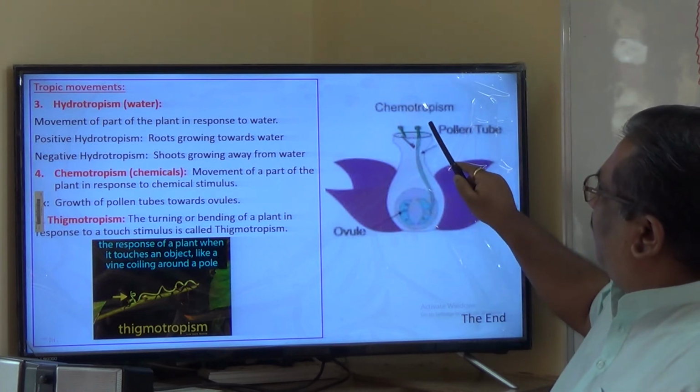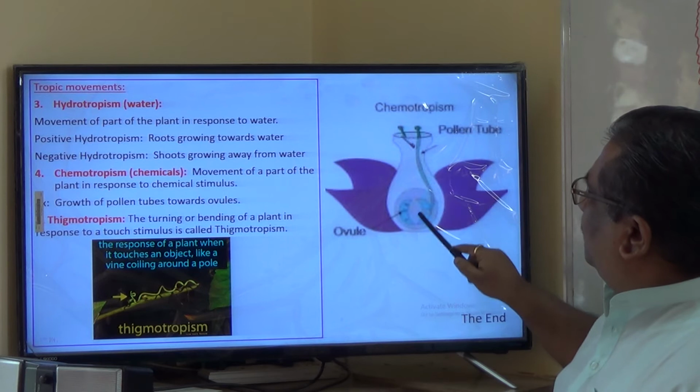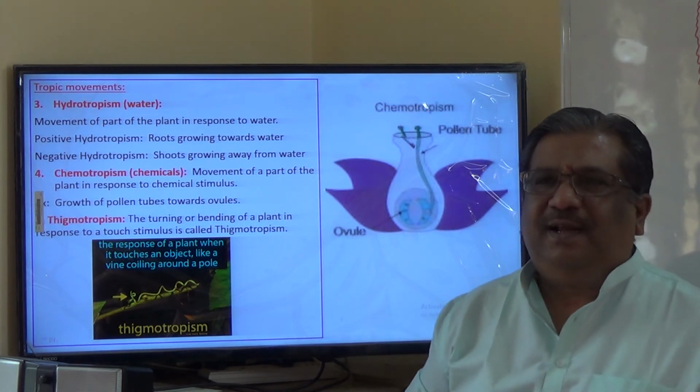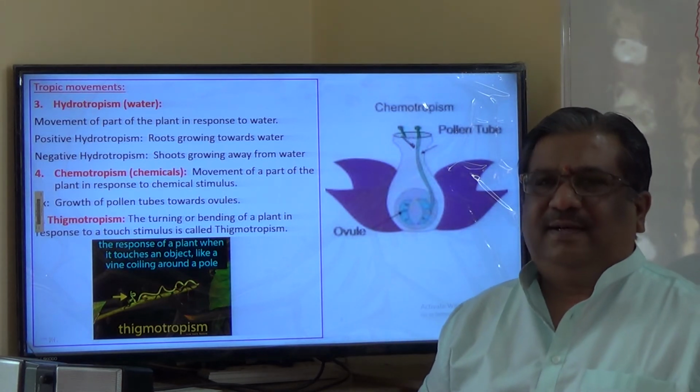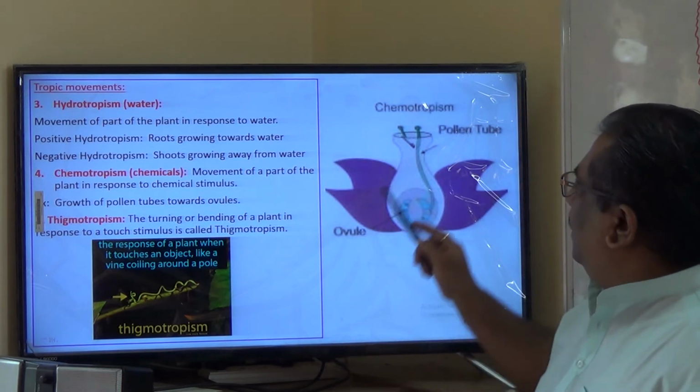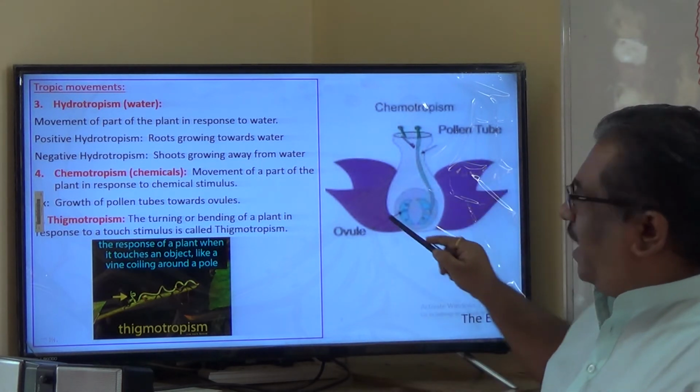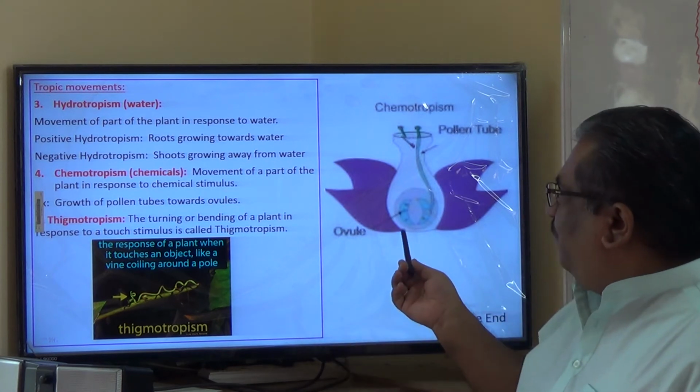Here there is a stigma and a pollen tube develops. What is this pollen tube? Basically, finally the male gametes will pass through this pollen tube and reach the ovary present in the ovules.